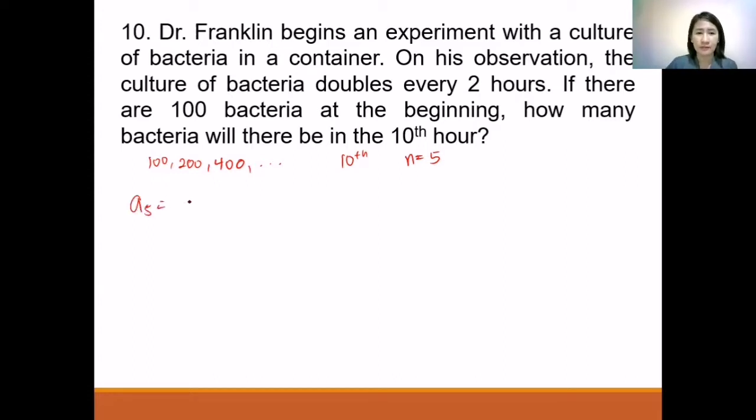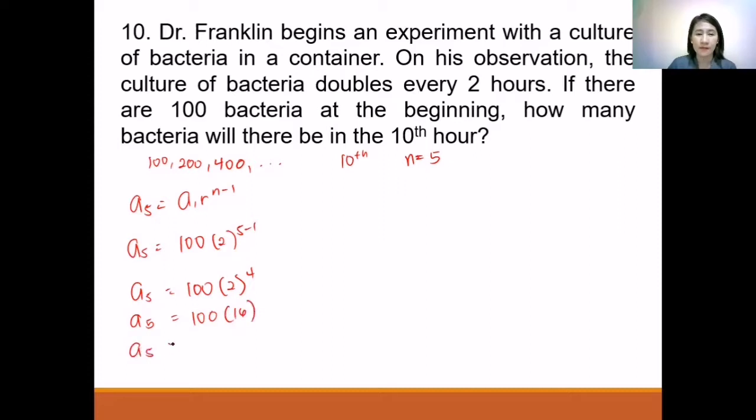So, you'll have A sub 5 is equal to A sub 1 multiplied by r raised to n minus 1. So, A sub 5 is equal to the first term 100. r is 2 since it doubles. Okay? It is raised to 5 minus 1. We simplify the exponent first. So, you have 4. Then 2 raised to 4, that is 2 times 2 times 2 times 2. So you have 16. And A sub 5 is equal to 1,600. Therefore, there will now be 1,600 bacteria in the 10th hour.